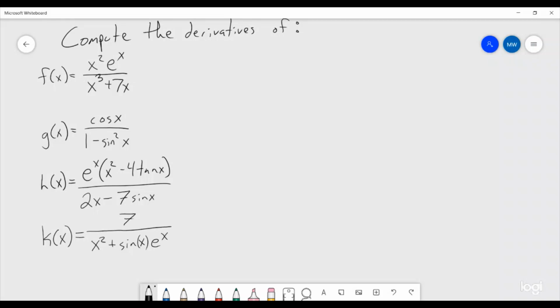Go ahead, pause the video. These will take some time. So pause the video and unpause it when you are ready to be able to go through these answers together.